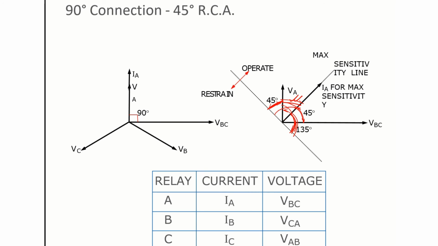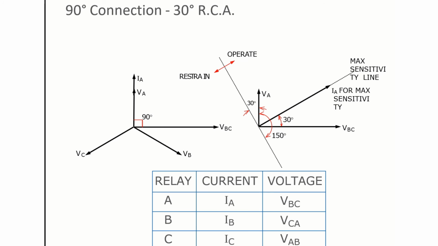So we can say that the operate direction will be from 45 to 135, or we can say like this: with respect to A phase voltage, the angle of operation is plus 45 to minus 135 degree. Similarly, if we are saying this with respect to VBC, then the operating direction will be this angle is 45 and this angle will be 135 with respect to your VBC. So it is only a way of representation. We have to see which manufacturer is using which voltage as reference voltage.